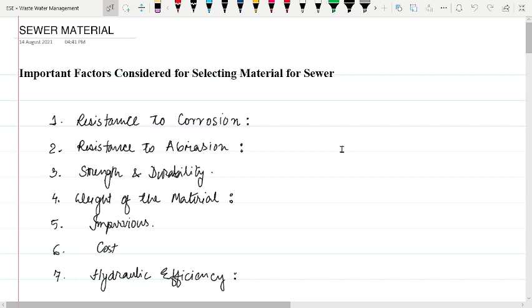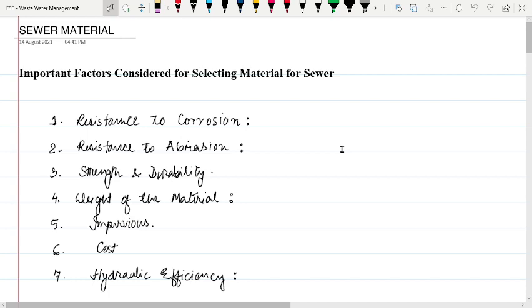Similarly, the inner surface must be resistant to abrasion. That is the second point, abrasion. Obviously, in sewage there will be various kinds of solid particles. Those solid particles will be sliding, rolling, or floating in the sewage. Those particles give an impact on the inside of the sewer surface, and that is when abrasion will happen. So our material must be resistant to that kind of abrasion.